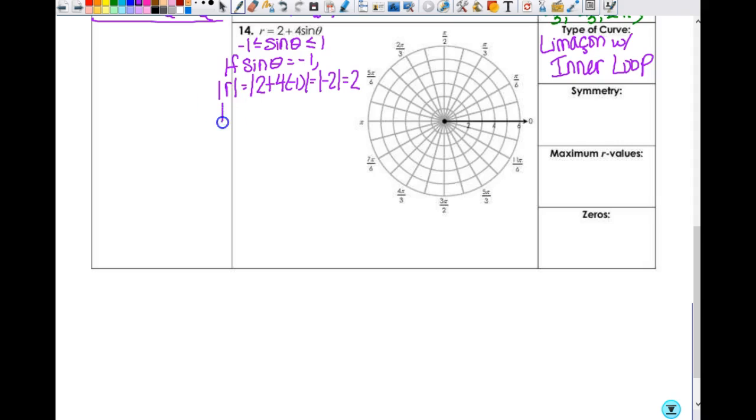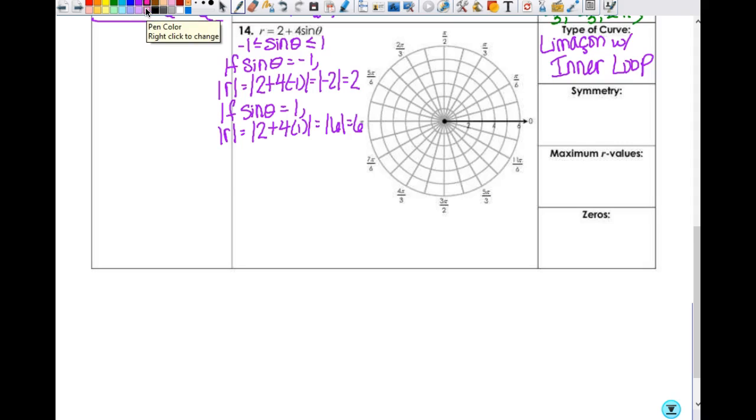So then I do if sine theta is equal to 1, then the absolute value of r is equal to the absolute value of 2 plus 4 times 1, which is equal to the absolute value of 6, which is 6. So 6 wins, right?